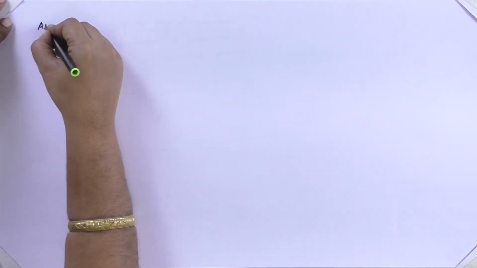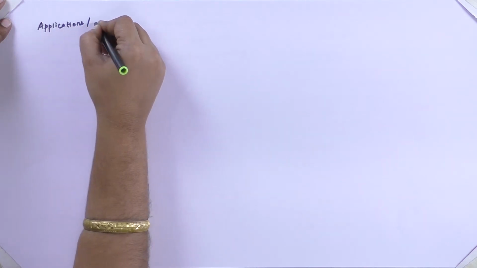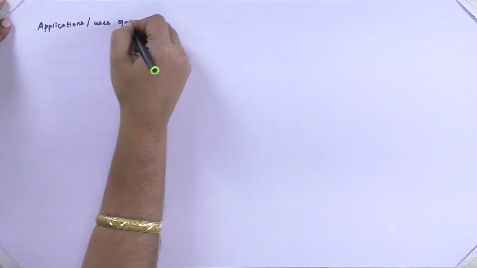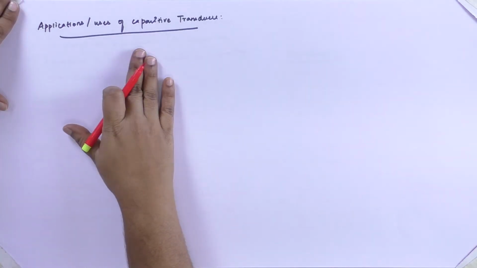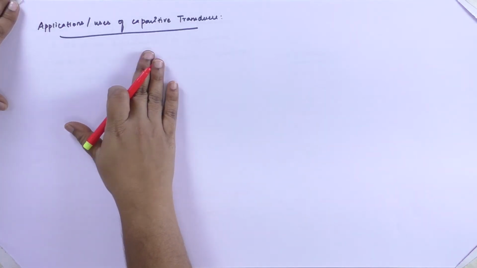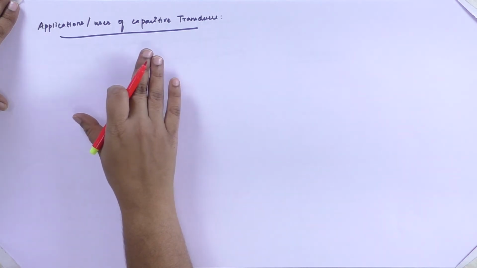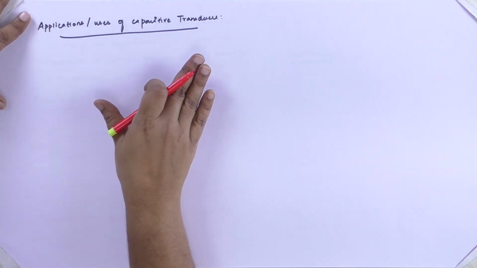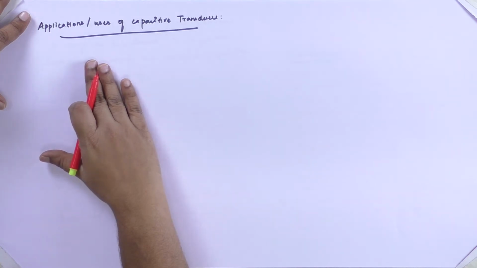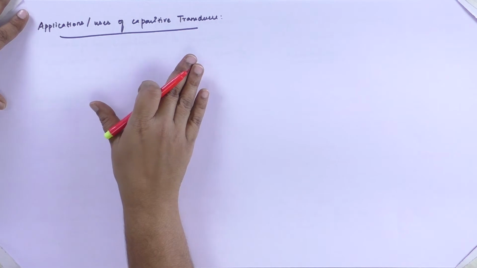Next we will see the applications and uses of capacitive transducer. So in capacitive transducers, we can measure the physical quantities like force, displacement, pressure, etc. by changing the value of the capacitances, which is measured in terms of electrical quantities. So the capacitive transducer converts these physical parameters into electrical quantities, that may be a voltage or current.